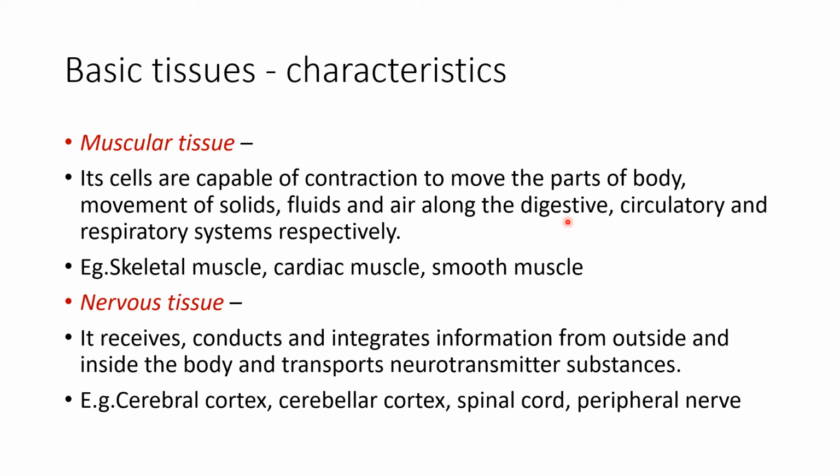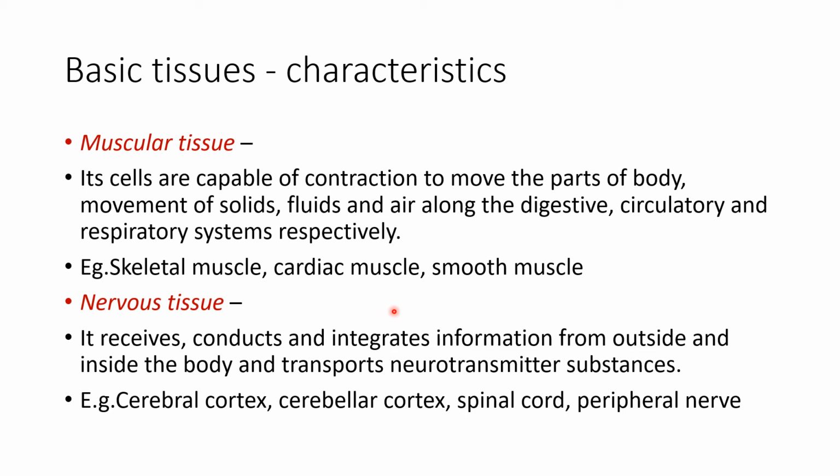So, you know the examples for muscular tissue. It is the skeletal muscle, cardiac muscle and smooth muscle, the cells of which are capable of contraction to move the parts of the body, movements of solids, fluids and air along the digestive, circulatory and respiratory systems.